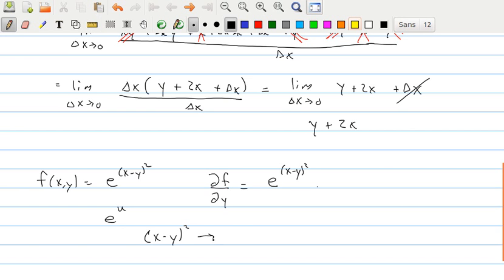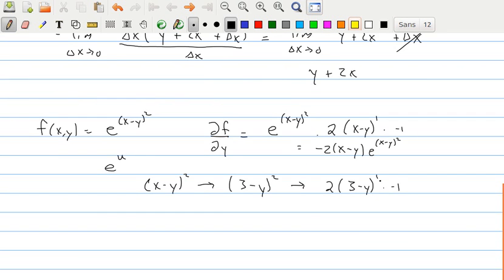So think of this like 3 minus y squared. Think of the x like some constant. So if we go to take the derivative of this, this will be 2 times 3 minus y to the first times negative 1 by the chain rule. So when we take our derivative here, this is going to give us 2 times x minus y to the first times, by the chain rule, the derivative of the inside. And then we can rewrite this. We can simplify it to negative 2 x minus y e to the x minus y squared. That's the idea of partial derivative.